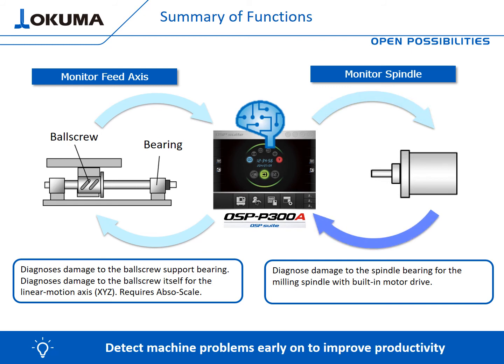looking at trends and looking at data. It can also tell you if the spindle is good, is in need of maintenance in the short term, or is already in need of maintenance right now.